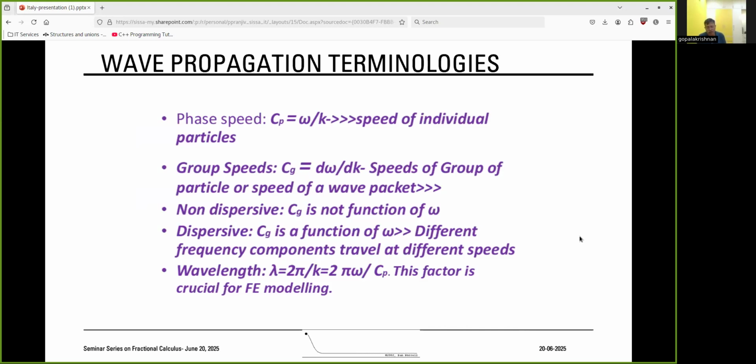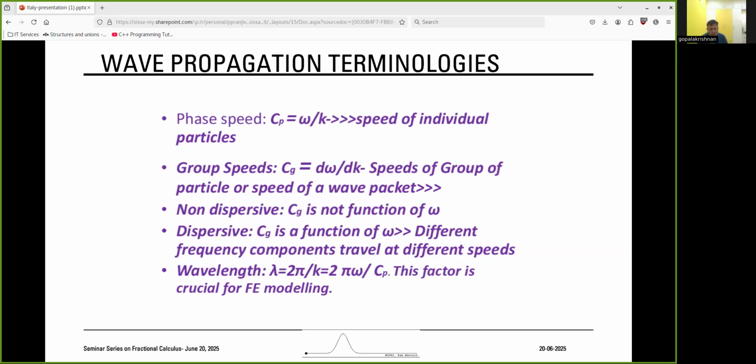Then we bring in the concept of speed. What is the speed of the wave? There are two kinds of speed. One is the speed of the individual particle, which is called the phase speed, given by the frequency divided by the wave number. The other concept is when a group of particles bind together and propagate, which is called the group speed, given by the differential d omega by dk. When you do an experiment, measure the response and find the speed, what you get is the group speed.